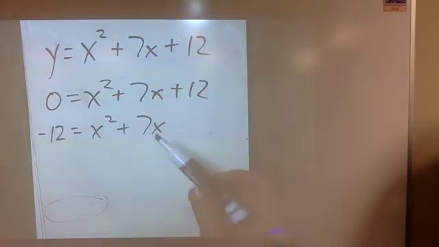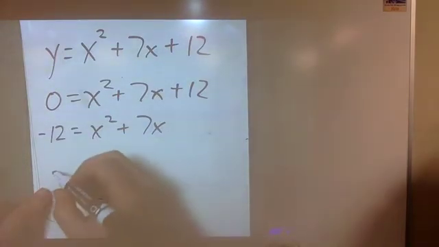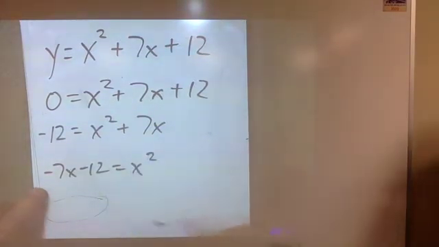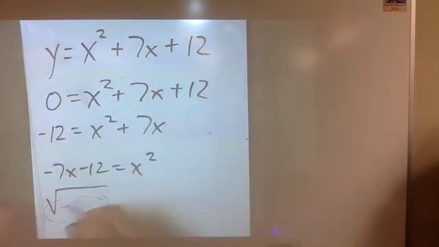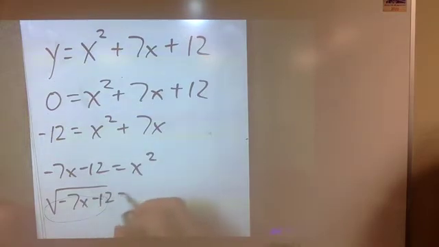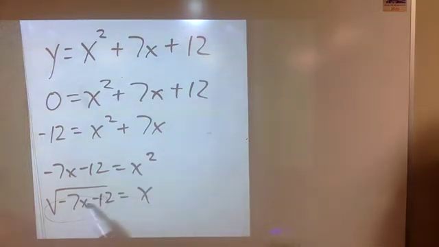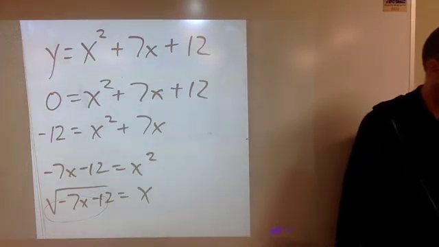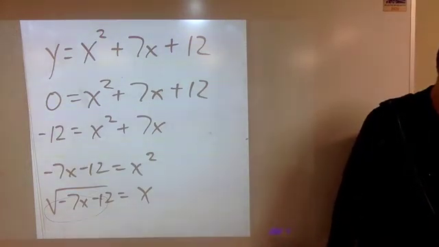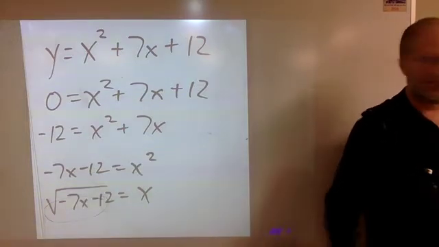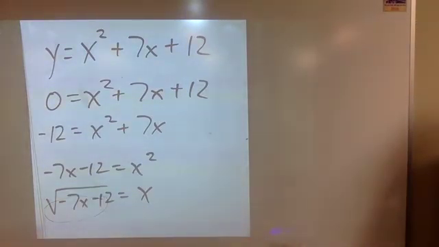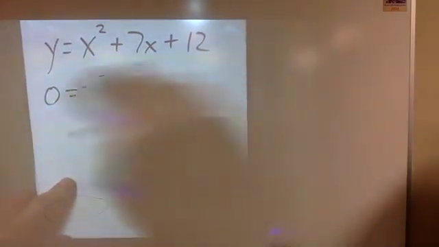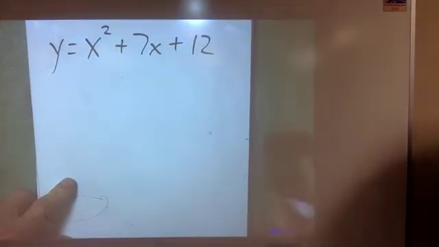If you were to subtract 7x to the other side, say, and get minus 7x minus 12 is equal to x squared, and then take the square root of both sides, you'd end up with something crazy on the left. It would equal x, but you still have an x over here. That's no good. You've got to just have 1x. And you can't combine those together now because that's underneath the square root. So you're not getting any closer to the answer here.